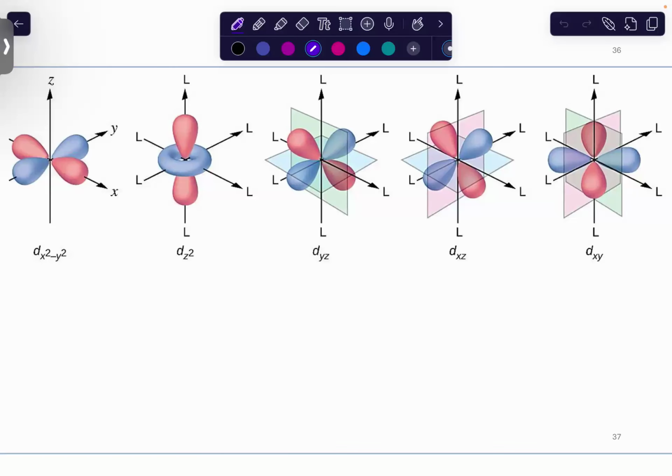All right, let's talk about these ligand group orbitals for an octahedral complex. So now we're imagining that we have a metal, with ammonias as each ligand group. Okay.